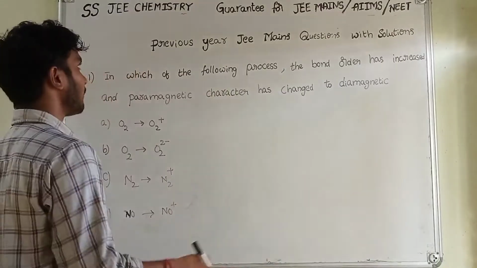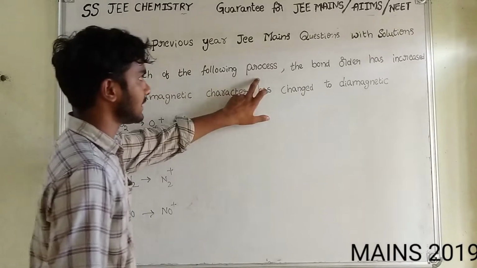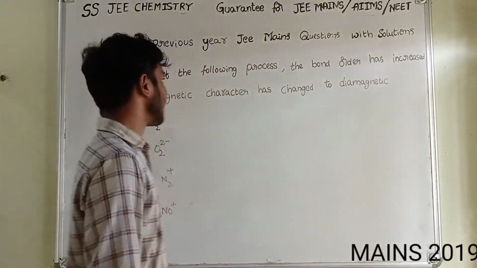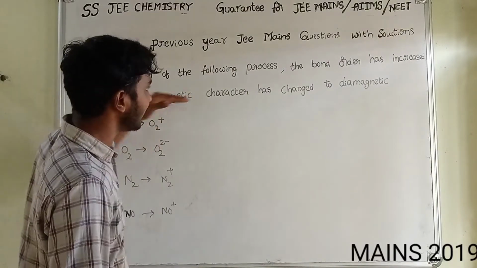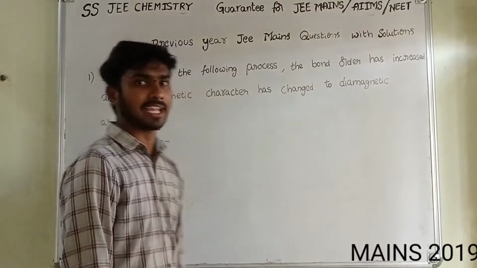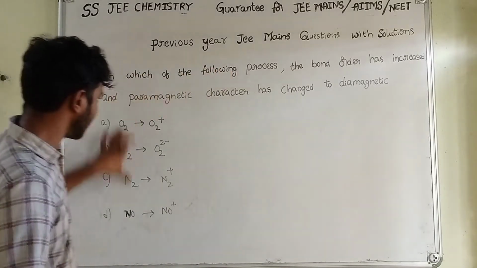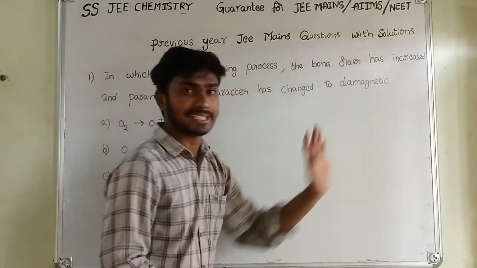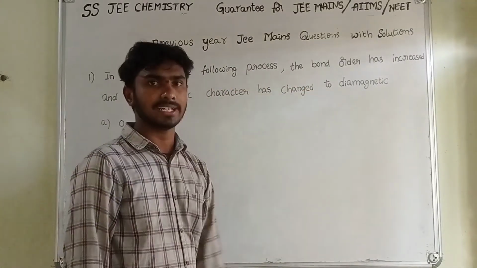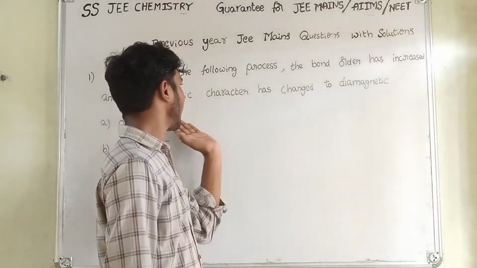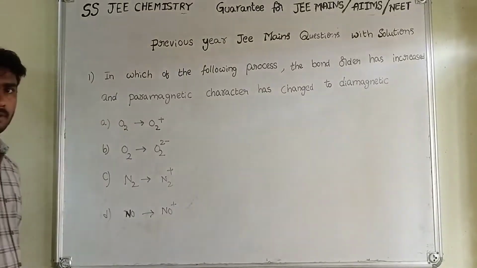Okay, today we will see some previous year's questions. First question: in which of the following processes has the bond order increased and the magnetic nature changed from paramagnetic to diamagnetic? Once more I am repeating: in which of the following processes has the bond order increased and paramagnetic character changed to diamagnetic? These are the options.